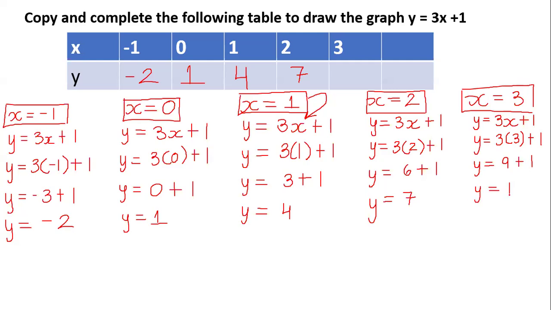And so what does that mean? That means we're going to substitute. We're going to put 10 here. So what does this mean? This means that when x is equal to -1, y is equal to -2. When x is equal to 0, y is equal to 1. When x is equal to 1, y is equal to 4. When x is equal to 2, y is equal to 7. And when x is equal to 3, y is equal to 10.